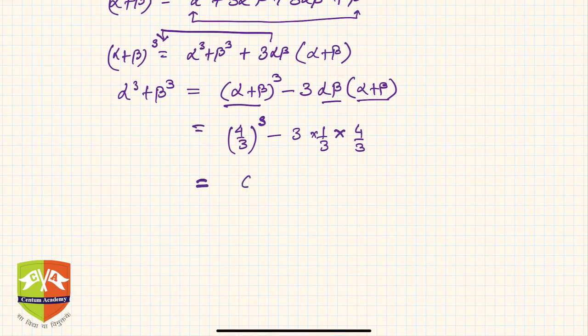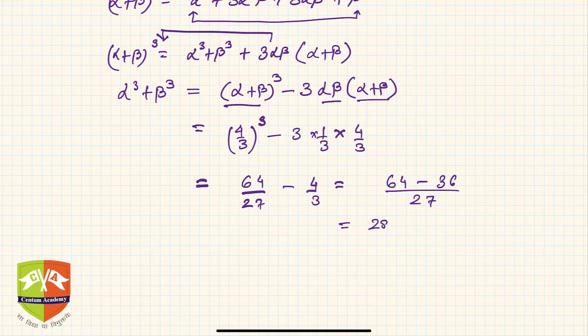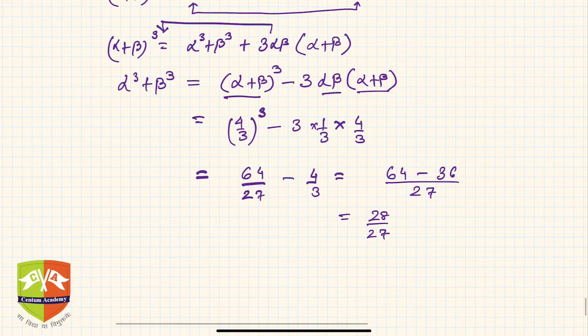4 cube is 64, and this is 27, minus 4/3, which can be written with 27 as the LCM. So hence it is 64, and here 9 fours are 36, so this is the value, 36/27. So then it is 28/27. Isn't it? 28/27 is alpha cube plus beta cube.